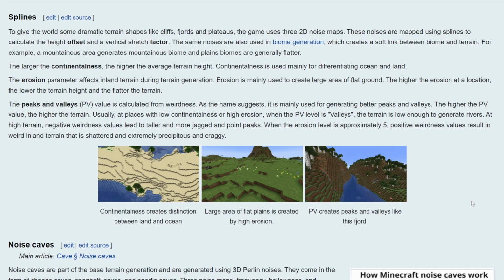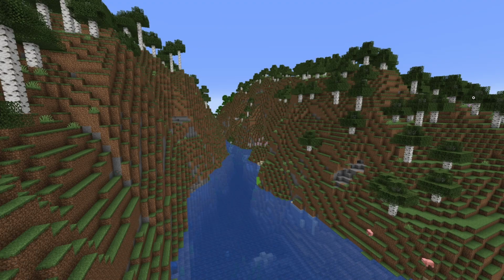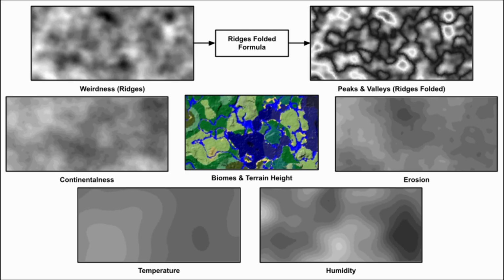For peaks and valleys, the peaks and valleys value is calculated from weirdness. As the name suggests, it is mainly used for generating better peaks and valleys. And you can see that here, how the peaks and valleys kind of follows the weirdness, like where there's big black areas in weirdness, there's a peak, and where there's big white areas, there's a peak as well. But in the darker gray areas, there's a valley.